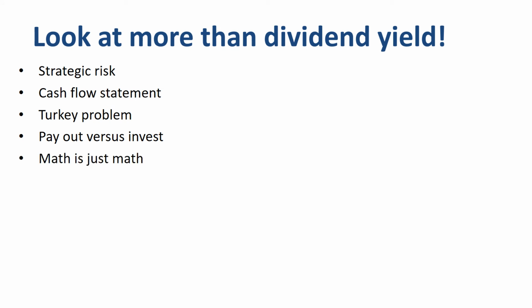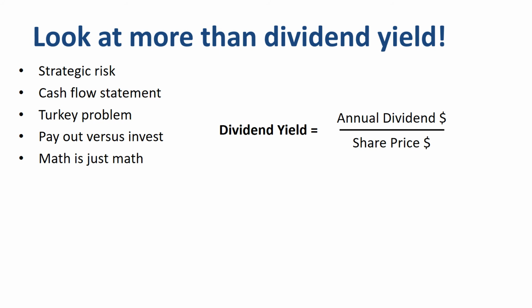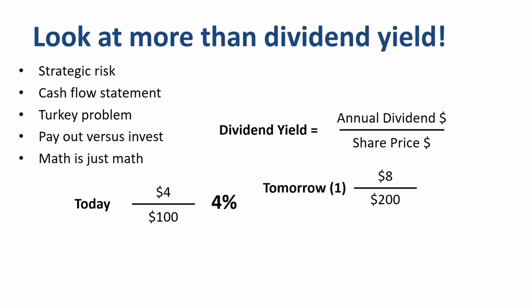Lastly, math is just math. Dividend yield is the annual dividend divided by the share price. Today's dividend might be $4 and today's share price $100, hence the dividend yield is 4%. If the company continues to do well and generates lots of profit and cash flow, tomorrow's dividend might be $8. If investors are very excited about the company's strategy and financial performance, the share price could have increased to $200. The dividend yield is still 4%, but I am very happy as I could sell the share today for double the amount I bought it for.